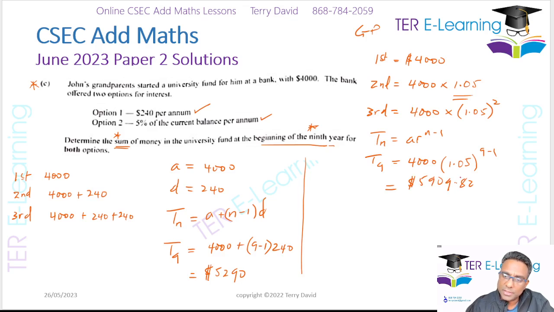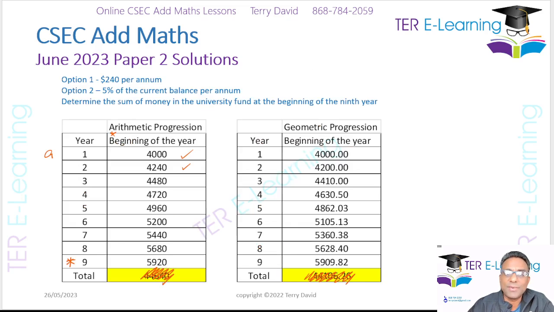And you're going to get a value of 5909.82. So this word here, like I said, the word sum, when I read it initially, I read it incorrectly. So I adjusted the first video that I did for you guys. So it's going to be $5,909.82. I've actually worked it out for each of the years.